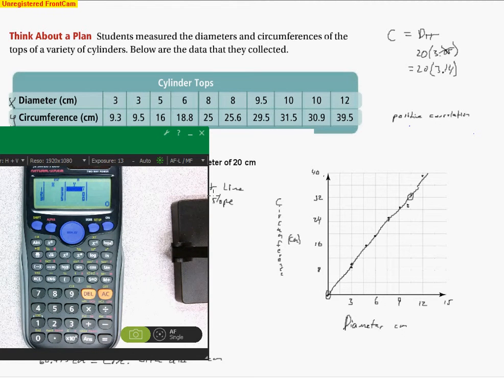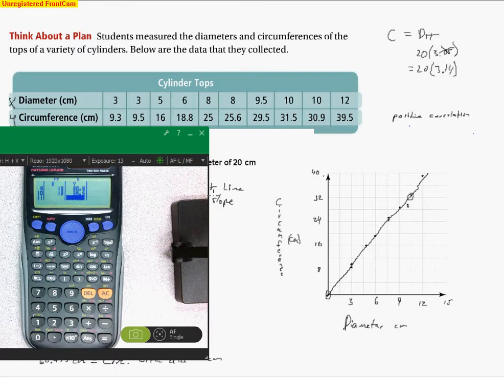And so I start entering those. 9.3 equals, 9.5 equals, and then I got 16 equals, 18.8 equals, 25 equals, 25.6 equals, 29.5 equals, 31.5 equals, 30.9 equals, and a 39.5, and then press equals. Now I've entered all the data.